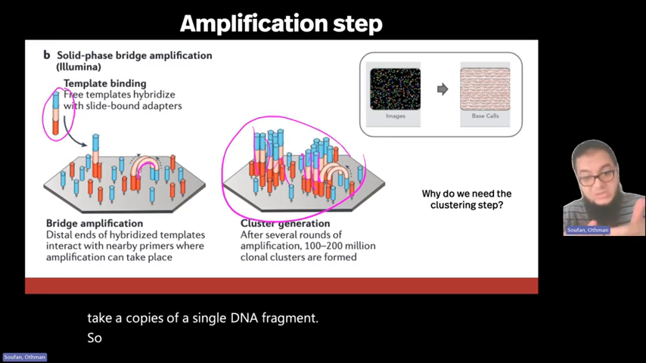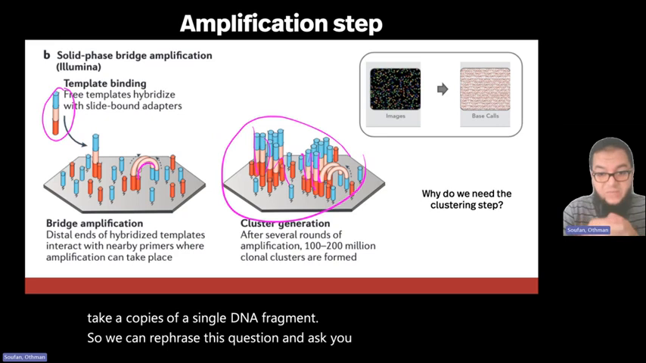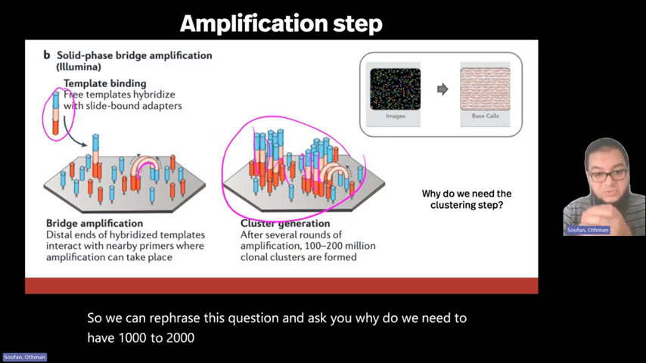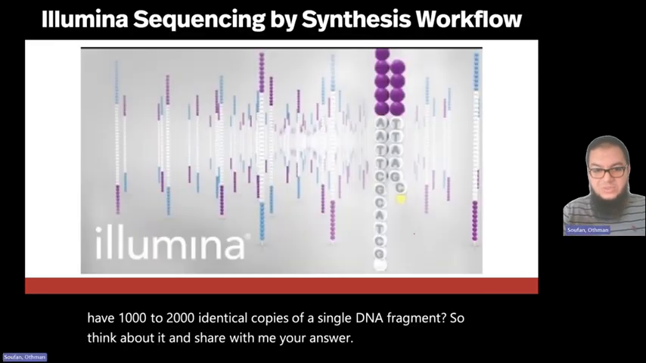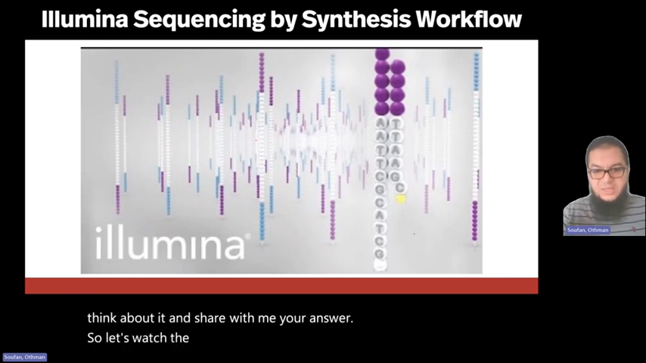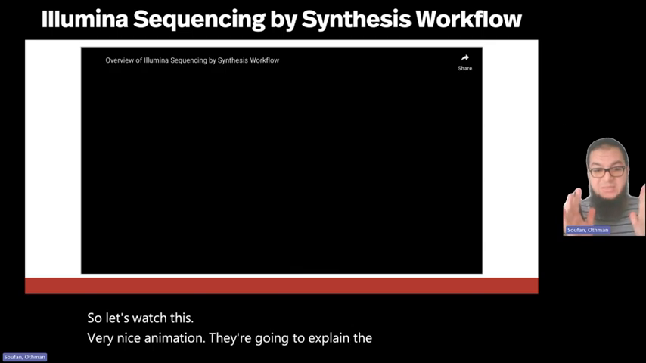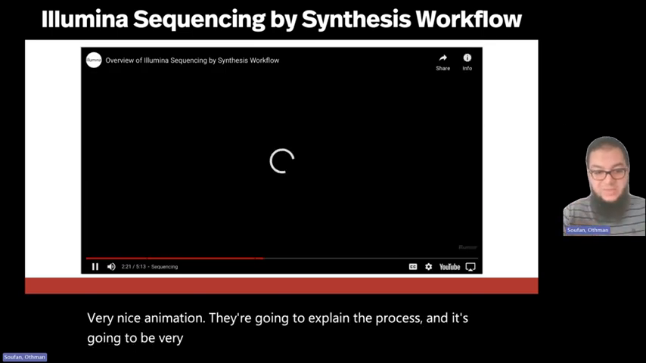So we can rephrase this question and ask you, why do we need to have 1,000 to 2,000 identical copies of a single DNA fragment? So think about it and share with me your answer. So let's watch this very nice animation that's going to explain the process, and it's going to be very helpful to visualize everything we have.